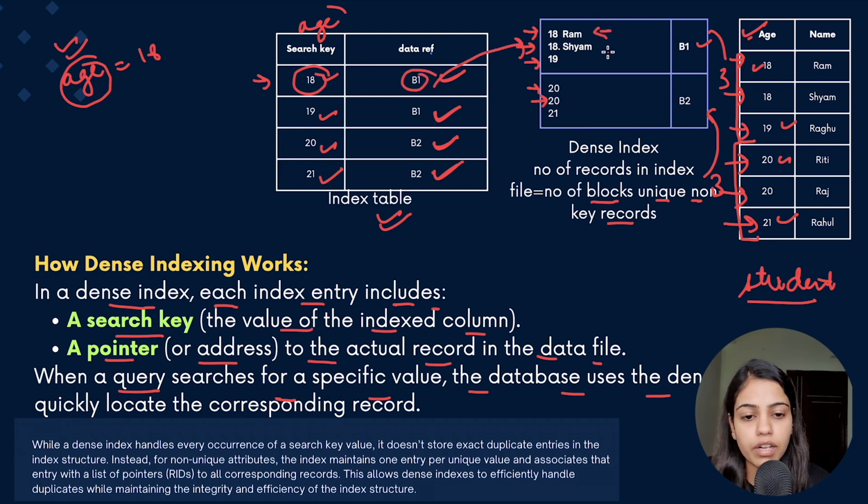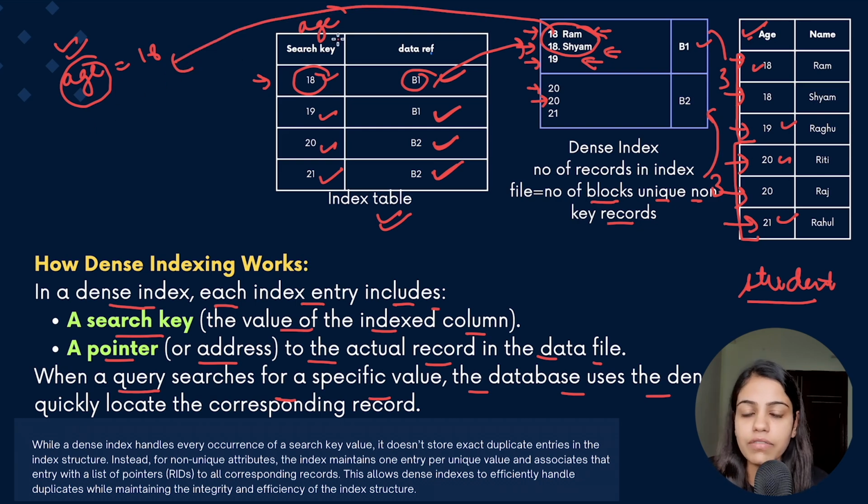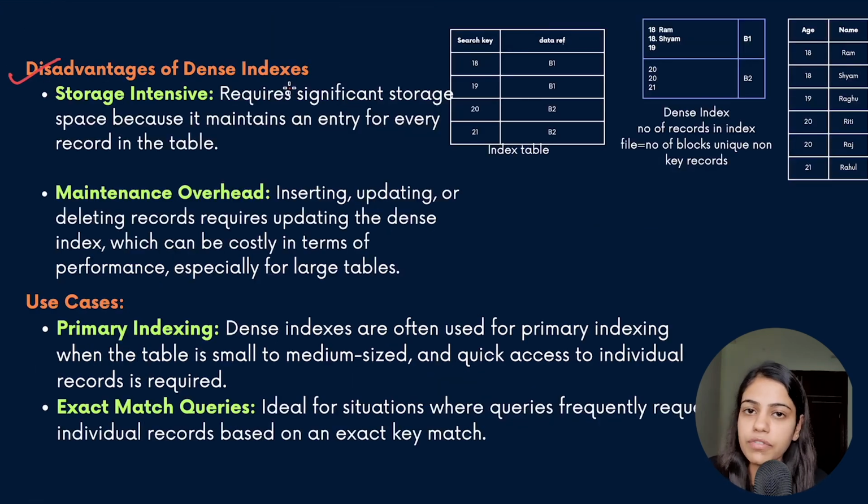It will search in that particular block B1. Wherever it fetches 18, it will take that data and return it in the final result. So in this way, we can search for any random data which is present in our table using dense indexing. Now, what are the disadvantages of dense indexing?